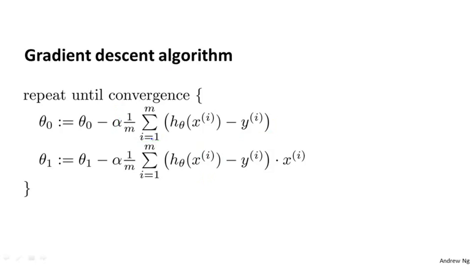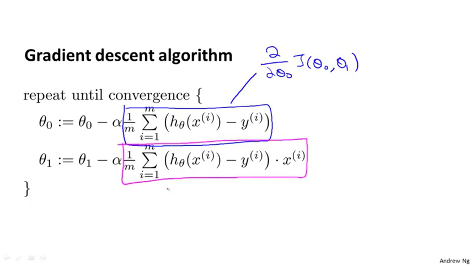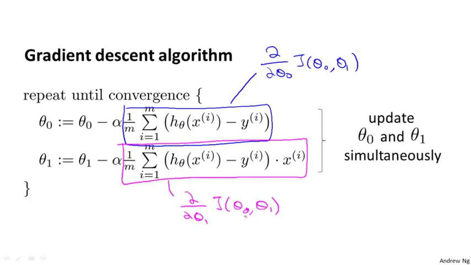So here's our linear regression algorithm. This first term here, that term is of course just the partial derivative with respect to theta 0 that we worked out on the previous slide. And this second term here, that term is just the partial derivative with respect to theta 1 that we worked out on the previous slide. And just as a quick reminder, when implementing gradient descent, there's actually this detail that you should be implementing it so that you update theta 0 and theta 1 simultaneously.